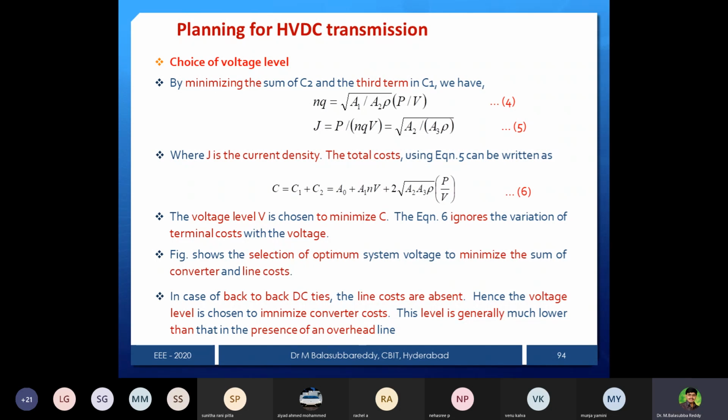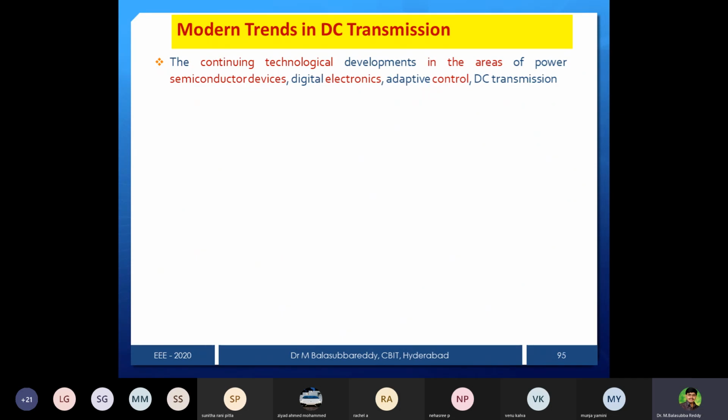So you only have to choose the voltage in such a way that you minimize the converter cost, because there is no transmission line cost and no losses. The total cost is divided into the converter cost, that is the investment or initial capital installation, and the transmission line losses. If there is no line, then automatically line losses will also be minimal. This level is generally much lower than in the presence of an overhead line. Then there are modern trends in DC transmission that we'll see in the next class.